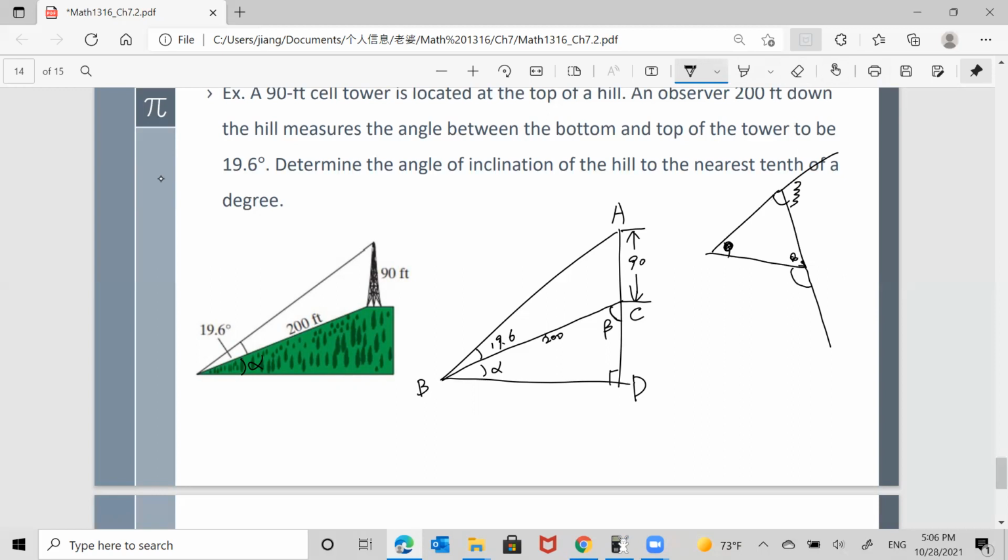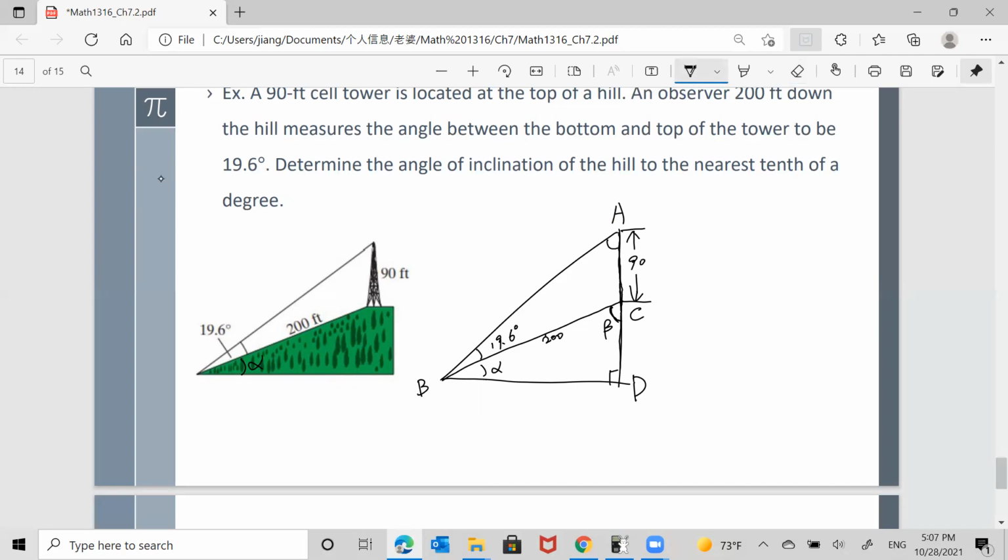So beta is created by the extension of this line. So beta equals 19.6 degrees plus the angle A. That means if I can find angle A, we can find beta, because this one plus this one is beta. And then once we have beta, we can find alpha. So let's find angle A, then find beta, and then find alpha. If you have a better way, use your way to solve.